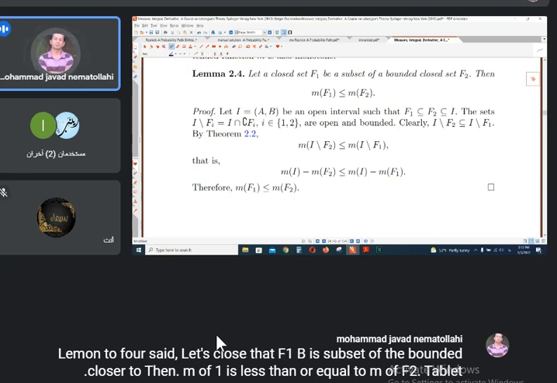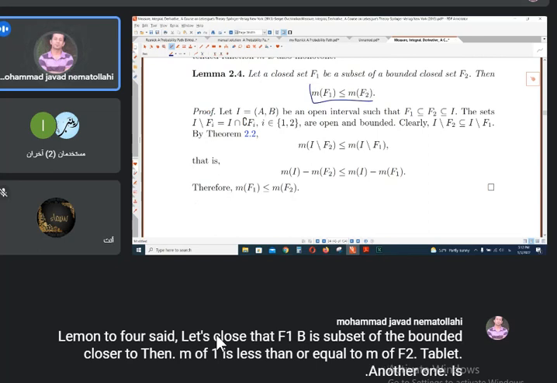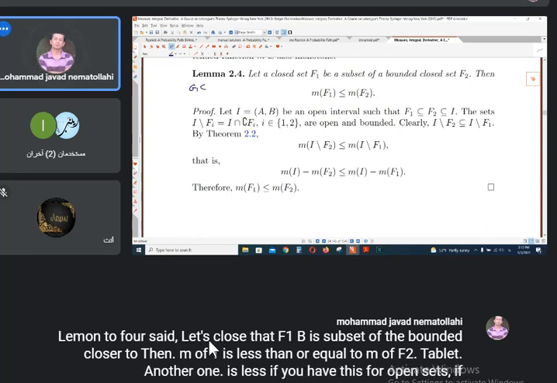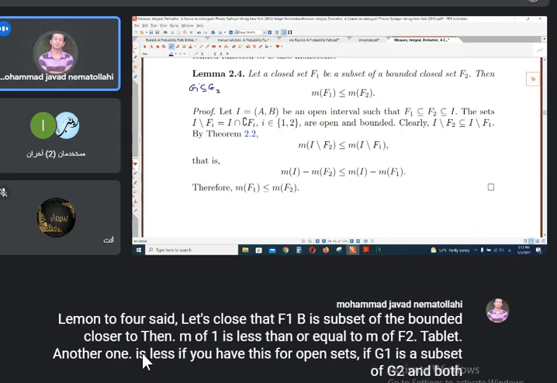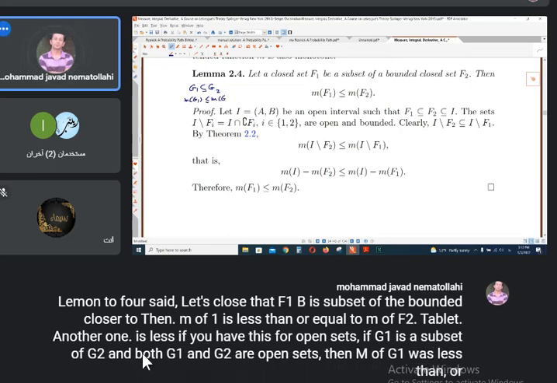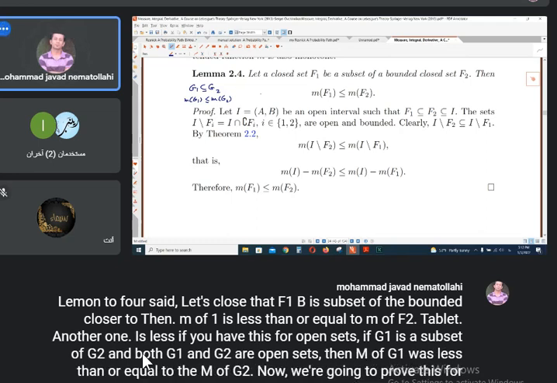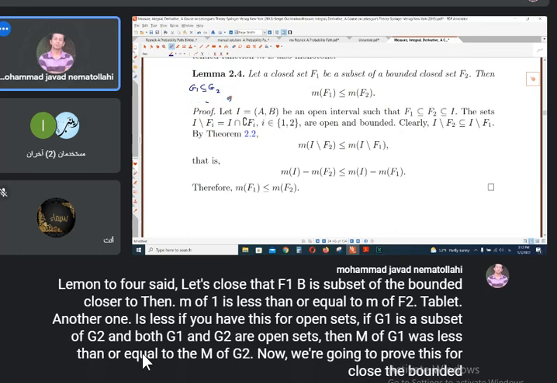m of F1 is less than or equal to m of F2. We have this for open sets. If G1 is a subset of G2 and both G1 and G2 are open sets, then m of G1 is less than or equal to m of G2. Now we're going to prove this for closed bounded subsets.